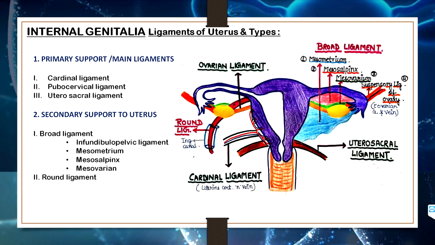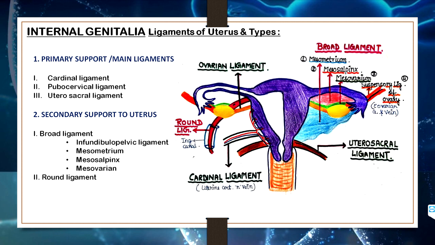Now we will discuss the true ligaments of the uterus, or you can say main ligaments of the uterus. And first is cardinal ligament. Very important question has been asked. The true ligament, one of the true ligaments of the uterus, cardinal ligament. Cardinal ligament is also called Mackenrodt's ligament or transverse cervical ligament. Question has been asked again and again about the Mackenrodt's ligament. So this is one of the most important ligaments of the uterus.